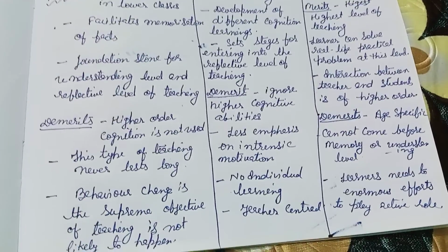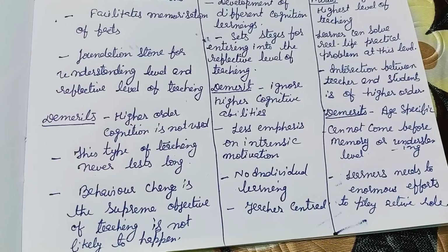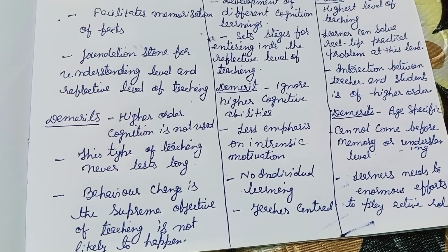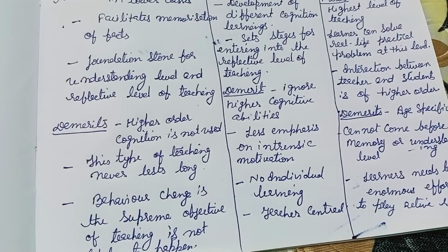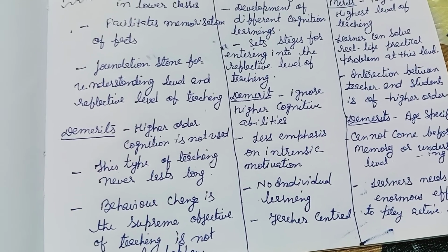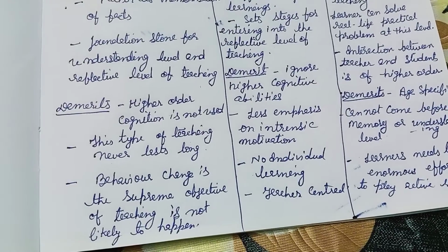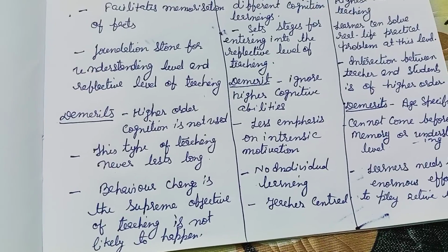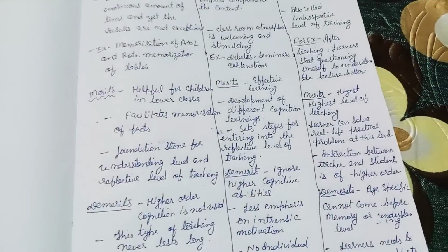Behavior change is the supreme objective of teaching. Teaching is done for the purpose of changing behavior of a student or learner. But at this level of teaching, the change in behavior of the student does not happen or is not likely to happen. So these are the demerits of memory level teaching.